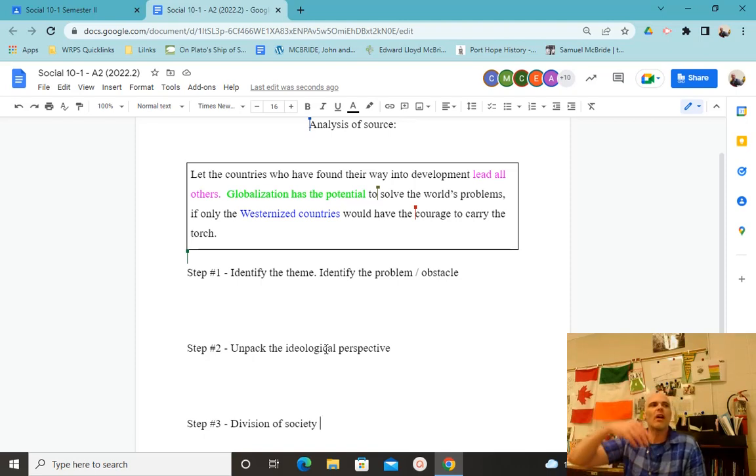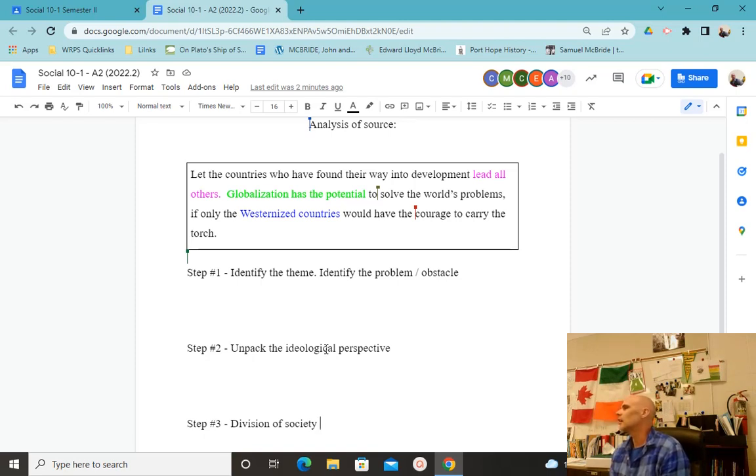Let the UK, who found their way into development. Let Belgium, who found its way into development. How did the Belgian nation find its way into development? What did the Belgian people do this year? What did we study? We haven't studied the Belgian people often. When did they come up? What did they do?